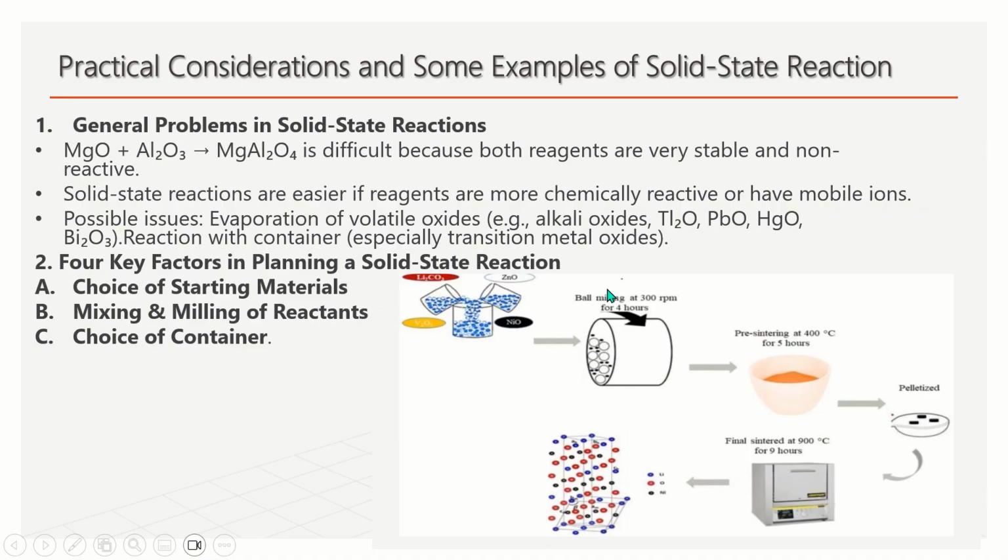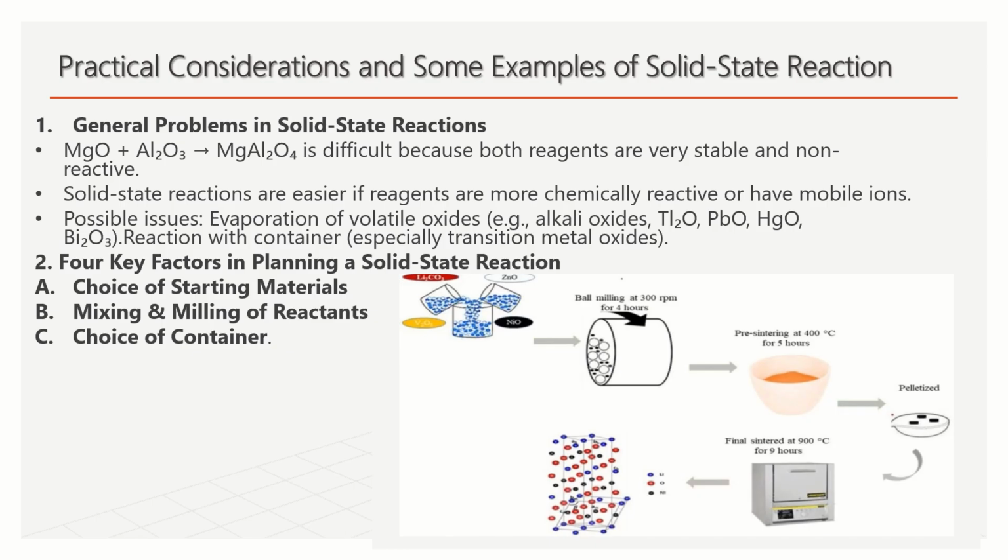Now let's talk about the difficulties we face when making spinels MgAl2O4 using solid state reaction. The biggest problem is that both MgO and Al2O3 are extremely stable and non-reactive solids. Think of them like two very stubborn people who refuse to talk to each other. Because they don't react easily, forming spinels becomes very slow and difficult.